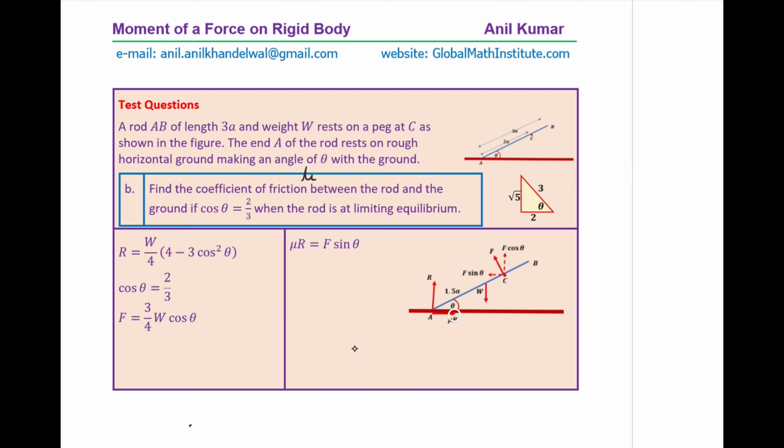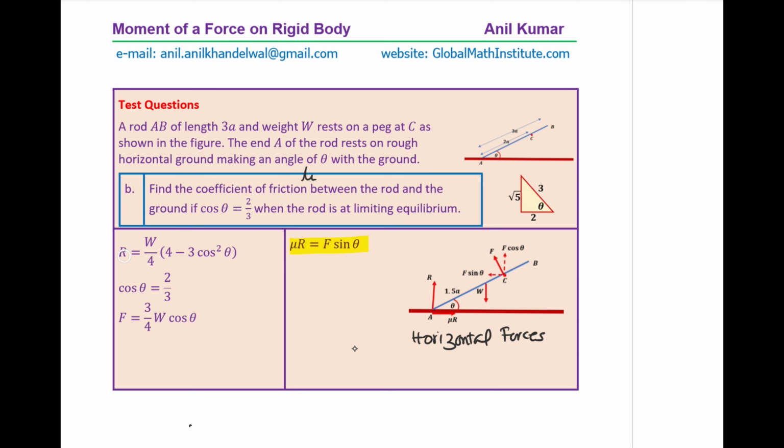So mu R should be equal to F sine theta. So those are the horizontal forces acting. So now you equate horizontal forces. The only force which is stopping this from sliding is F sine theta. So therefore, mu R is equal to F sine theta, correct? So we know that, and from here we can find what mu is.